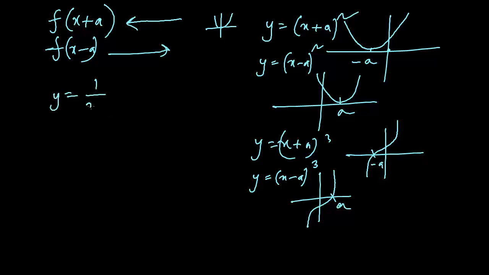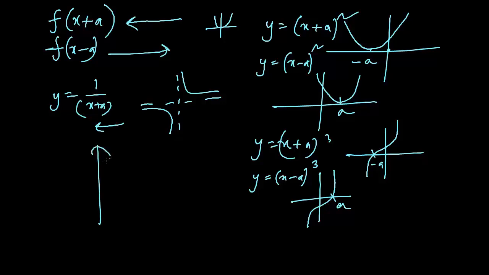y equals 1 by x plus a. Remember the hyperbola? So the original picture is like this. Okay, so this time the vertical broken line, or the vertical asymptote, would slide towards the left. So the picture would look like this. This would move or slide backwards by a units. So this would be minus a, and the boomerangs would look like this.